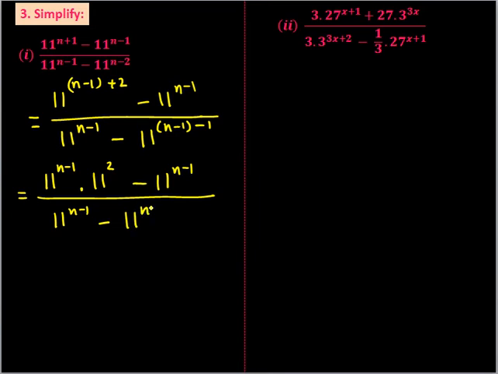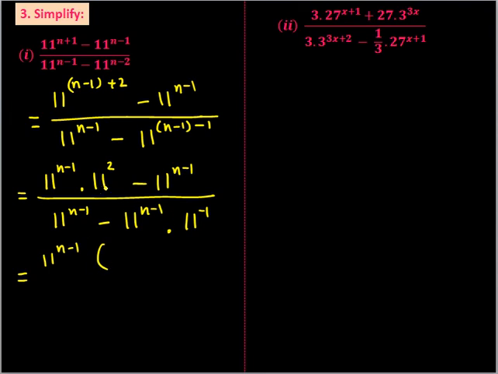11 with the exponent n minus 1 multiplied with 11 with exponent minus 1. This we can do because we know when two numbers are getting multiplied and their bases are same, their exponents will get added. So this will result into the previous term only. Now you look at the numerator and denominator carefully. You will find 11 with exponent n minus 1 can be taken common in the numerator.